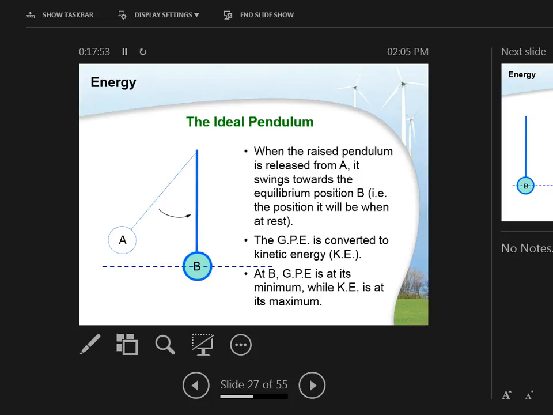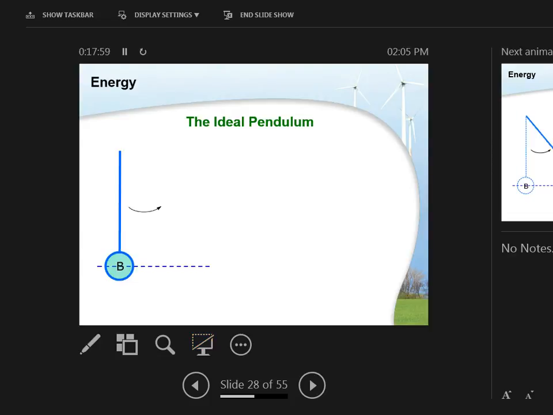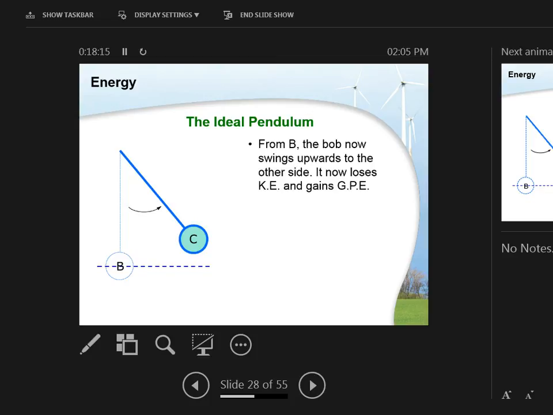During our exams, you are not allowed to write GPE, KE, all these kind of things. Okay? Spell it out in full. Then, let us resume the simulation. When it goes back to B, it is going to continue to rise up again. And then it will pause for a while at this position C. That is the other extreme end. So it gains gravitational potential energy, but it loses kinetic energy.